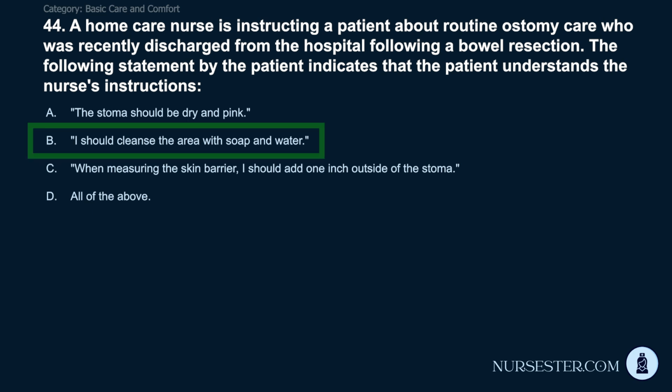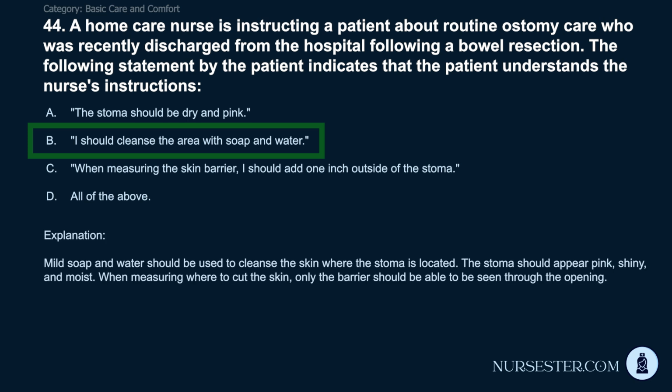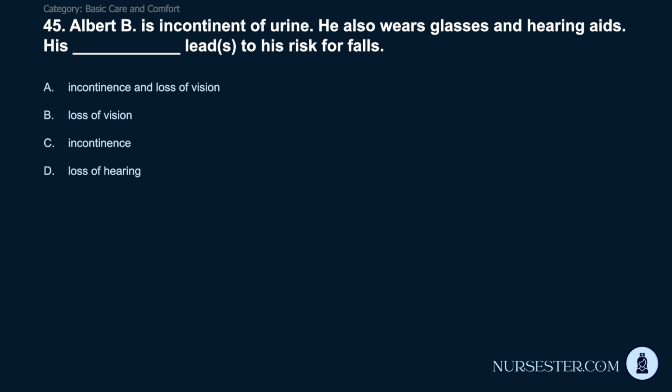Correct answer, B. I should cleanse the area with soap and water. Mild soap and water should be used to cleanse the skin where the stoma is located. The stoma should appear pink, shiny, and moist. When measuring where to cut the skin, only the barrier should be able to be seen through the opening.